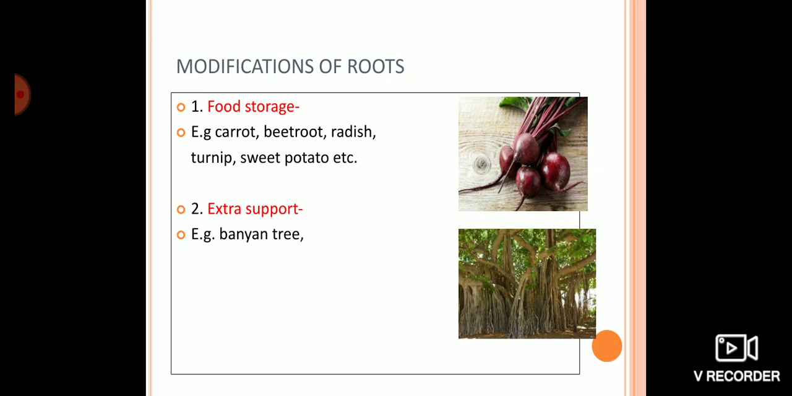In plants such as black pepper and money plant, the roots help the weak stem to climb on a support. So these roots are known as climbing roots. In root modification there are two types: food storage, also called edible root, and second, extra support, in which there are the prop root, stilt root and climbing root. Now see the next slide.